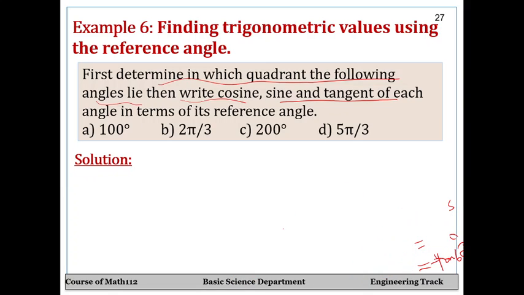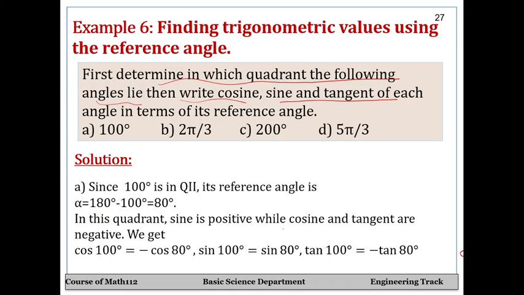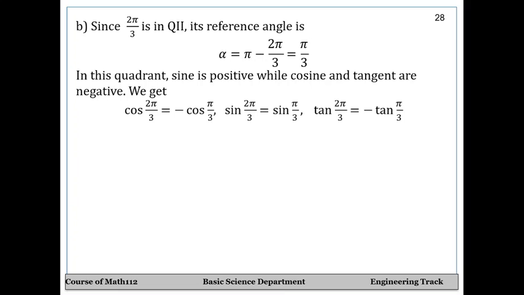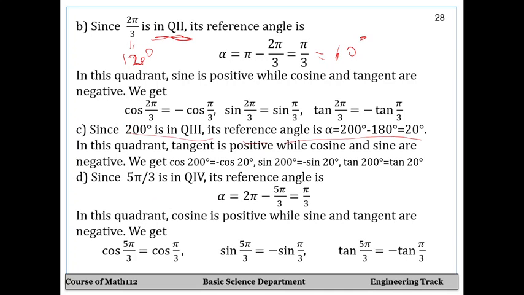You can stop the video and try to do it by yourself. If you have radians, please change them to degrees and think about it. Do it as degrees, then you can change it to radians if you want. For 2 pi over 3, it's in the second quadrant. You can convert it to 120 degrees, then the reference angle is 60 degrees, and then you can write the values by using all STC.